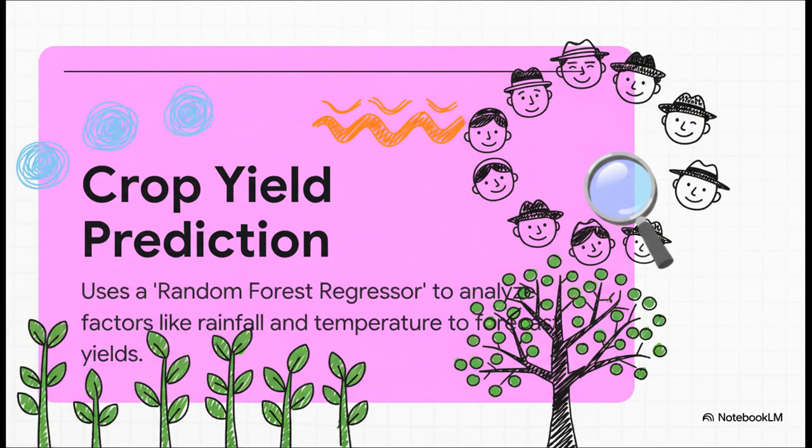So let's check out its first big trick, predicting the harvest. It uses a model called a random forest regressor. Now, the best way to think about this is to imagine you have a whole room full of expert farmers. You ask each one for their opinion, and then you combine all their wisdom to get one super accurate forecast. That's kind of what this model does with data.